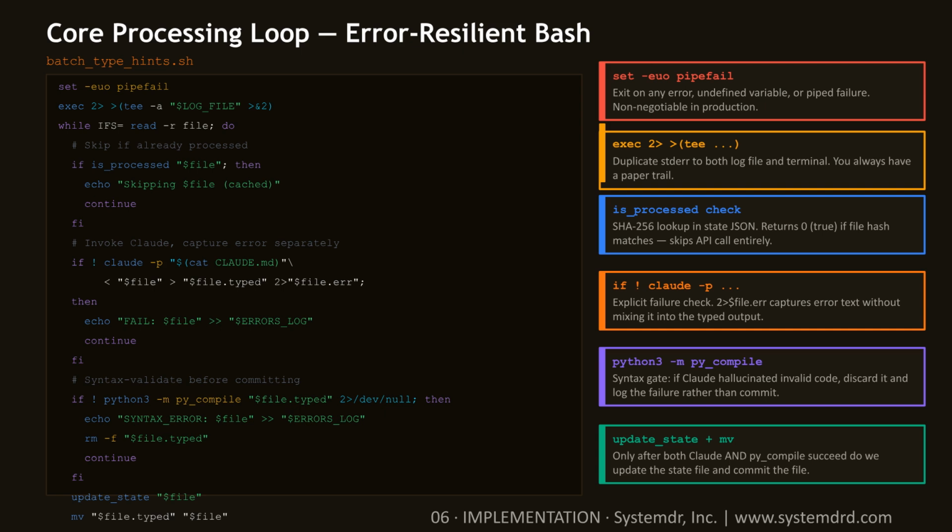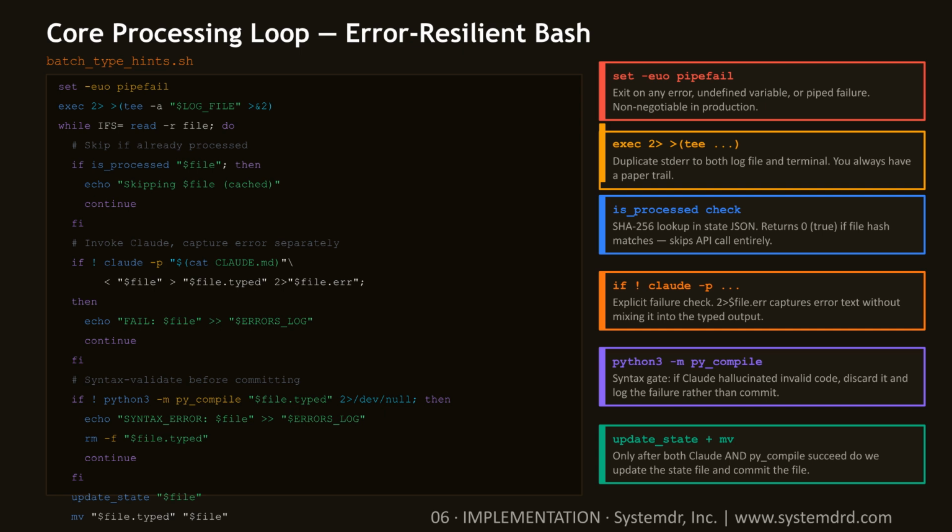The "if not claude -p" pattern is critical. We negate the exit code so that failure enters the then branch. The 2> file.error redirect captures Claude's error message separately from the typed output, so an error message is never written into your Python file. py_compile is the safety gate.